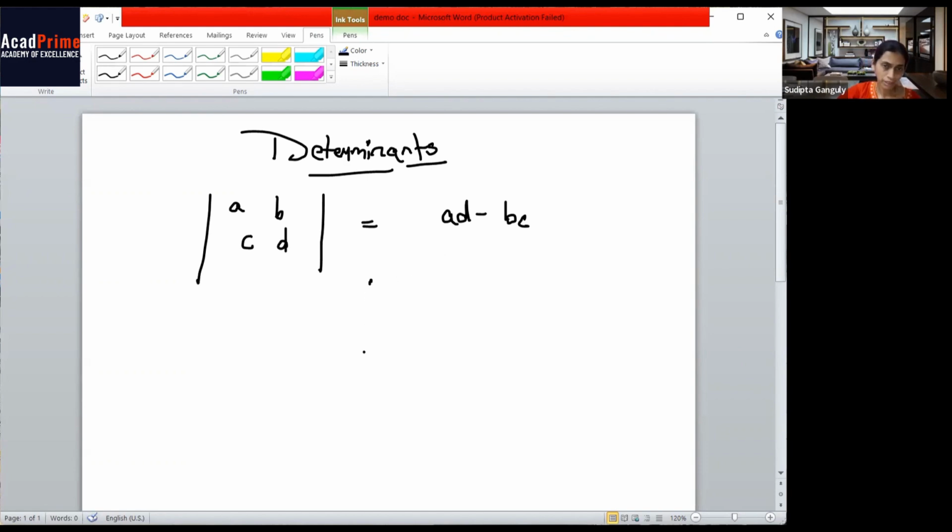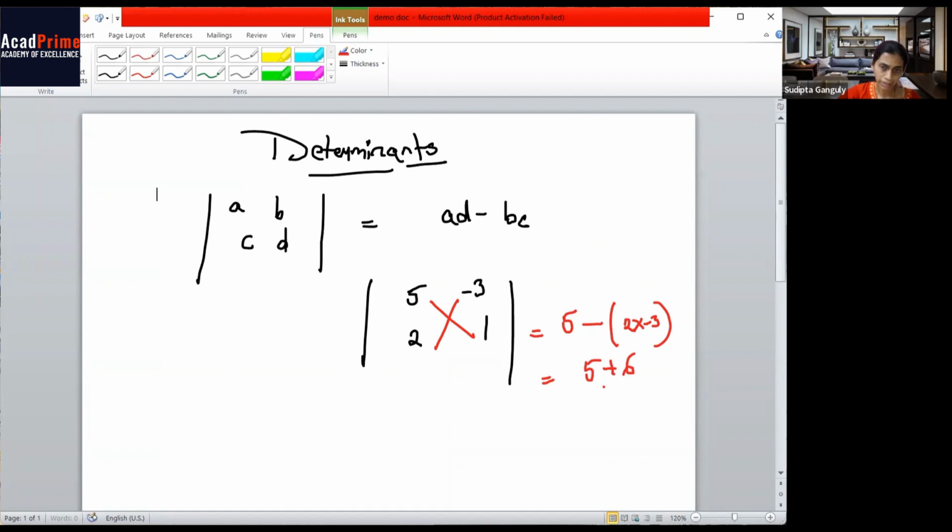I'm just giving you an example so it will be clearer to you. 5, minus 3, 2 and 1. As I've told you, you have to just cross multiply. Okay, so this is a cross multiplication. So it will be 5, then there's a minus sign between the terms. So 5 minus 2 into minus 3. It comes out to be 5 plus 6, so this is equal to 11. This is a basic way to solve any kind of determinant.